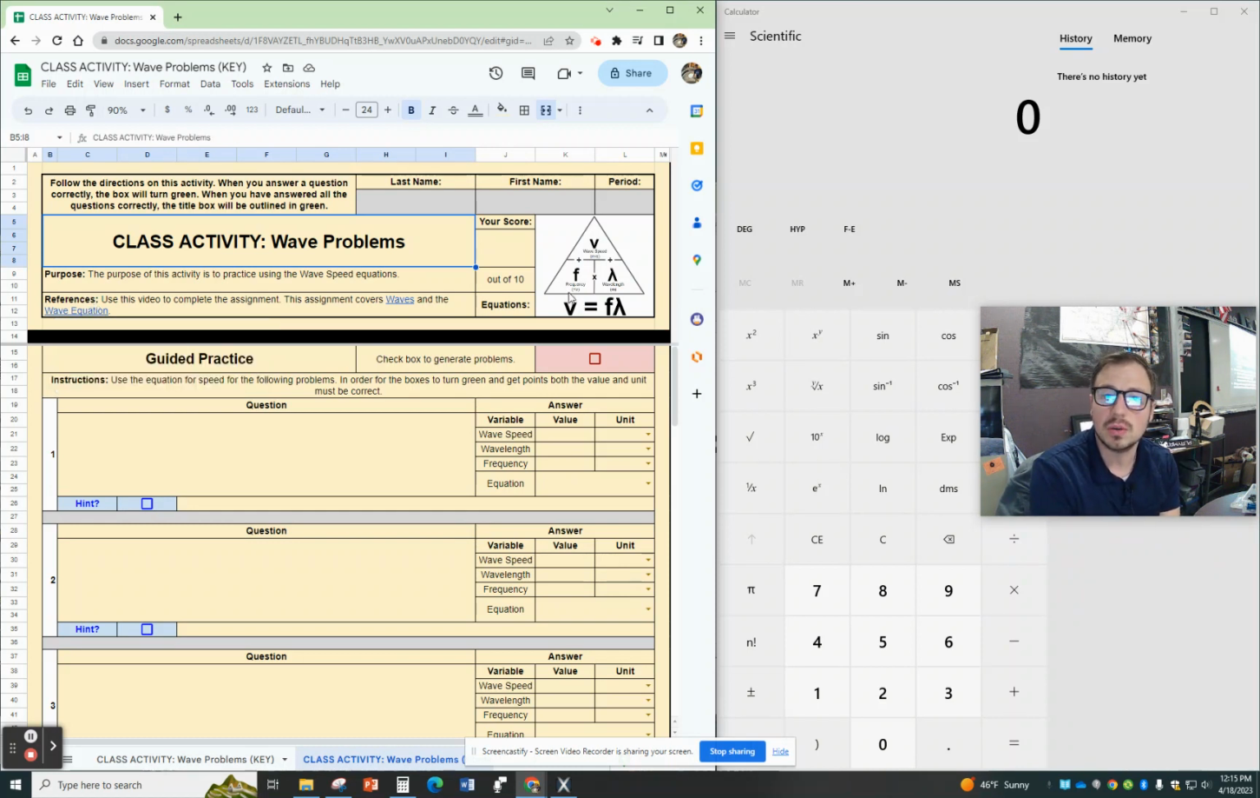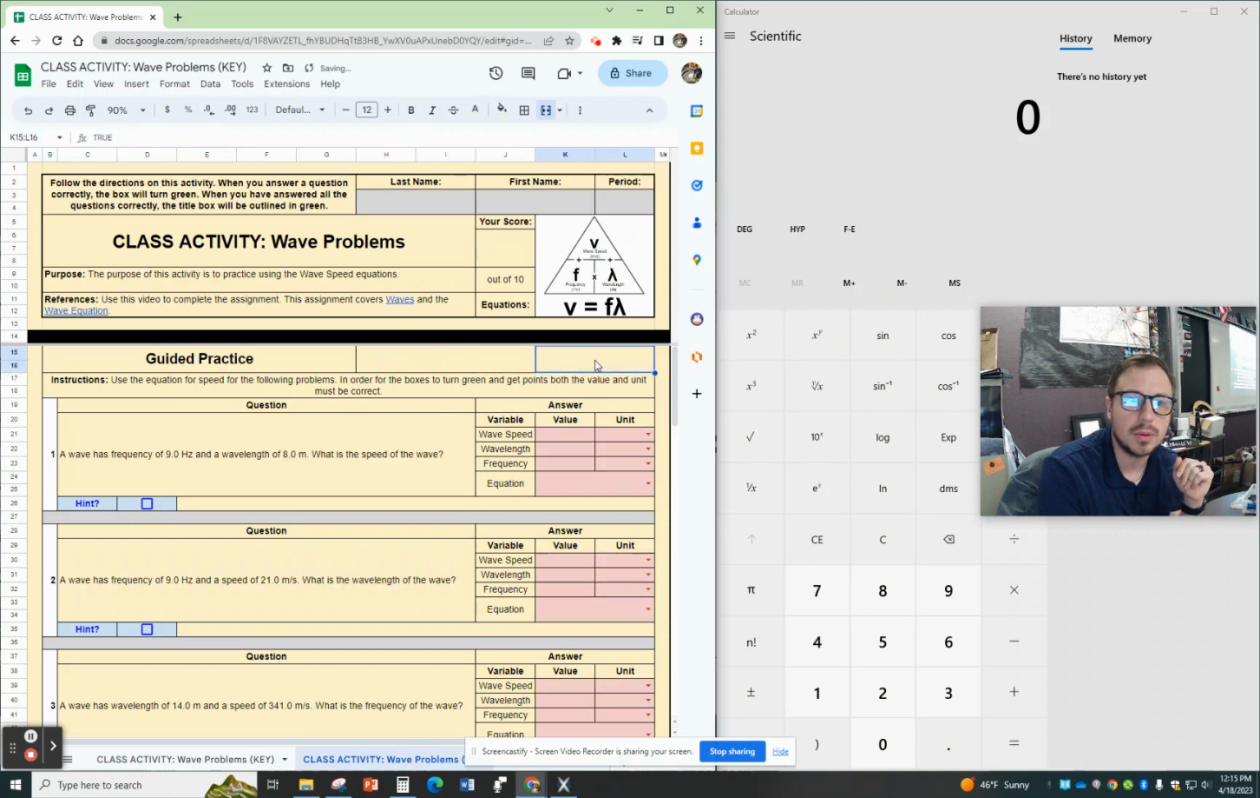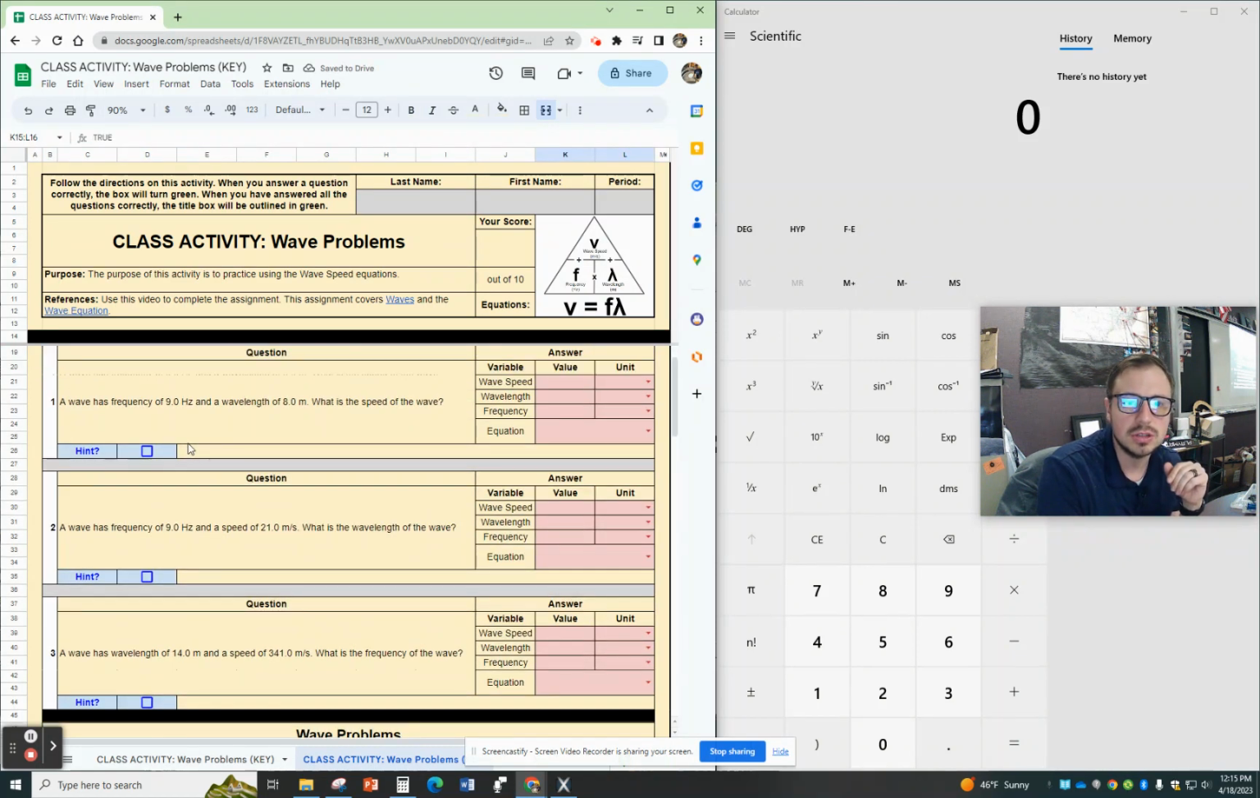You can see here, this is our wave equation, right? The wave speed equals the frequency of the wave multiplied by the wavelength. And you can see there's a little triangle there that will help you just cover up the variable that you need in order to figure out which equation to use. So let's just go ahead and do some guided practice here. I'm going to check this box to just generate our problems. And let's just do these three problems.